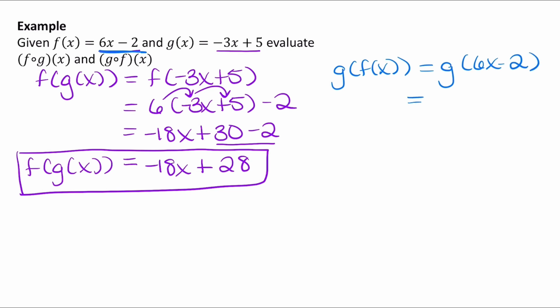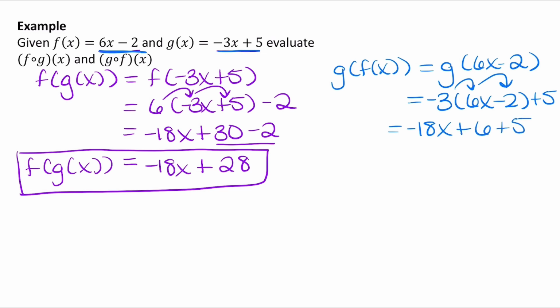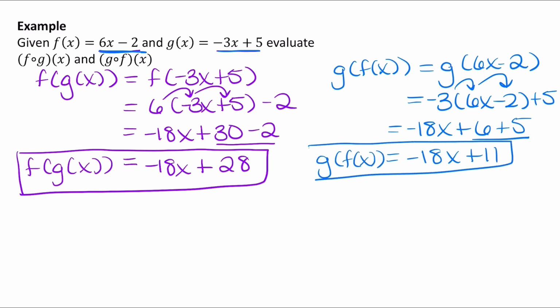That means I'm going to take this expression for g, and I'm going to substitute 6x minus 2 everywhere I see x. So I have negative 3 times 6x minus 2, and then plus 5. I'm going to start off by distributing this negative 3, so that gives me negative 18x, and then plus 6 plus 5. Now all I need to do to simplify is combine these like terms, which my 6 plus 5 will combine. So I have negative 18x plus 11. And that's going to be g of f of x. So that's how you find both f of g of x and g of f of x.